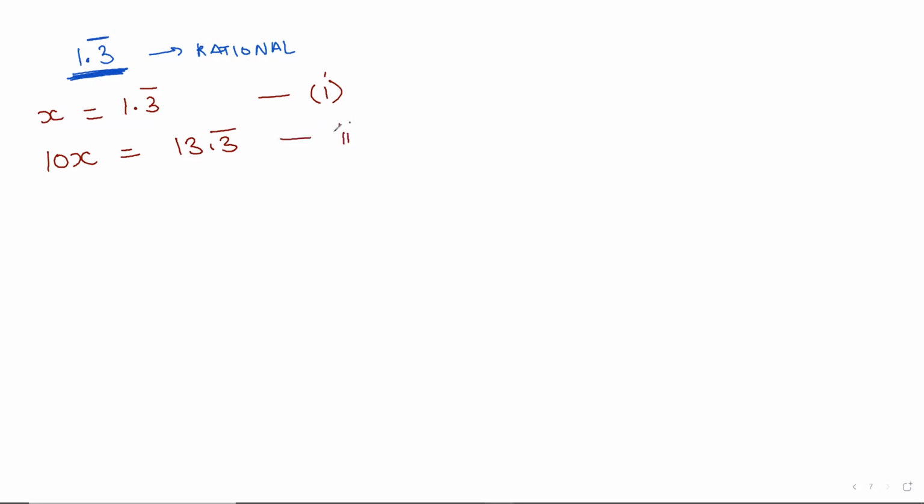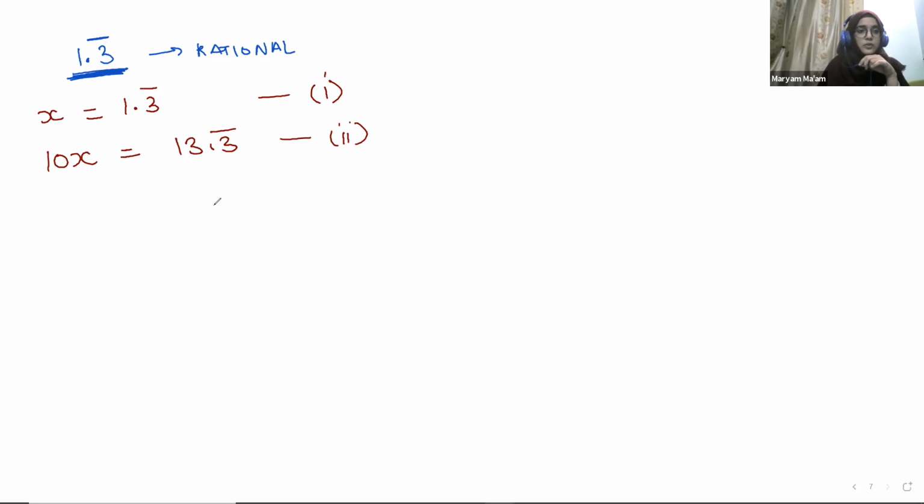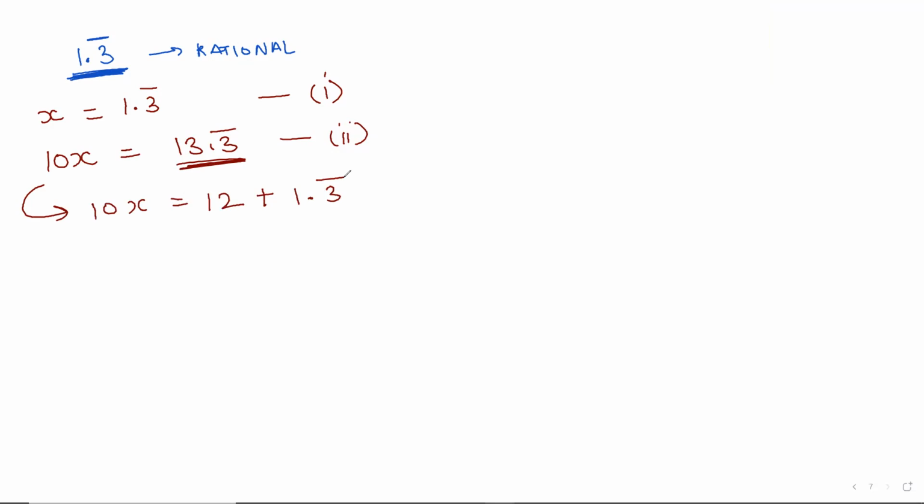Now what we'll do is we can proceed from here in 2 ways, but I'll just show you one. One way is you can say equation 2 minus equation 1. But then you might ask, why are we doing equation 2 minus equation 1? And how do I know that I have to do that? So you see this equation, you can write it as 10x is equal to 12 plus 1.3 bar. Is that clear? Yes, ma'am.